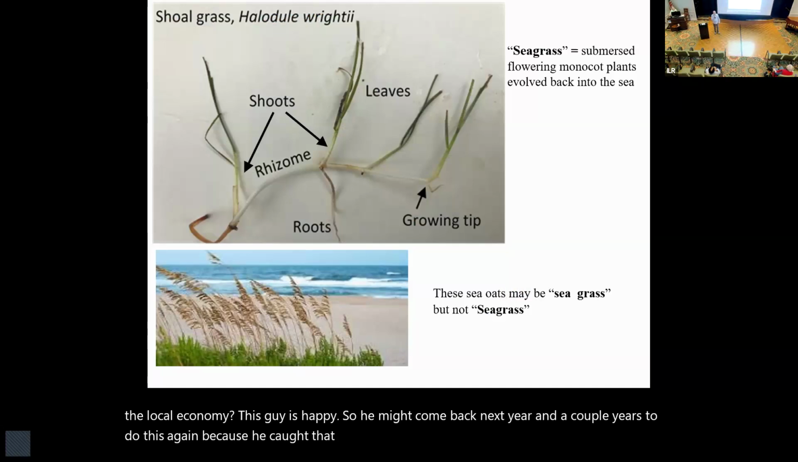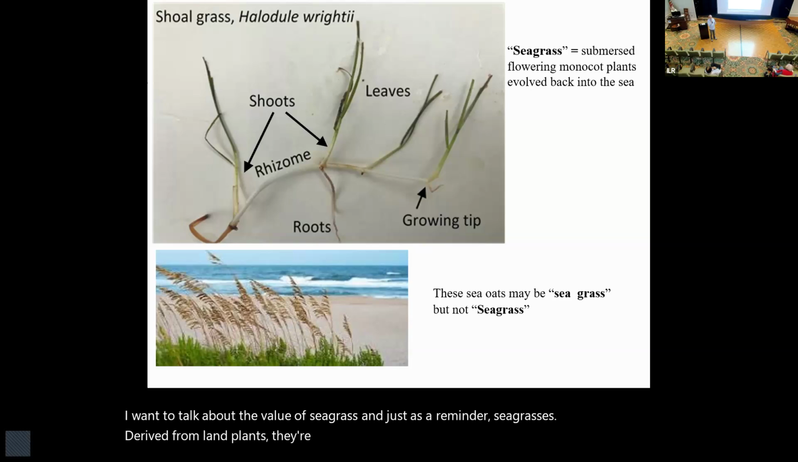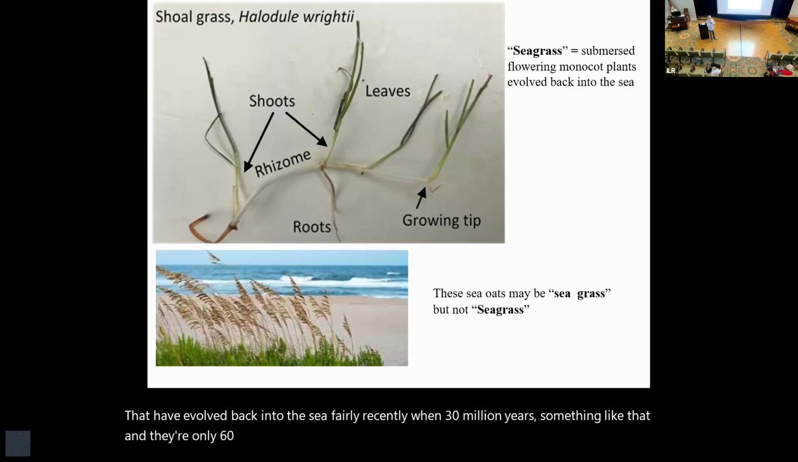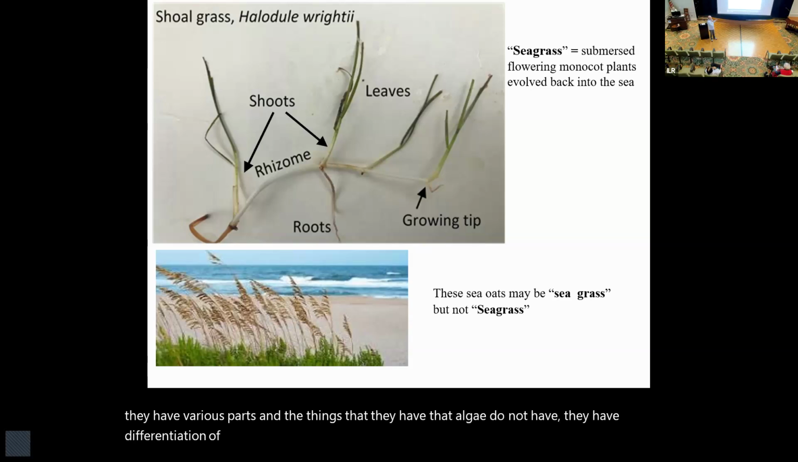I want to talk about the value of seagrass. And just as a reminder, seagrasses are derived from land plants. They're higher flowering plants that have evolved back into the sea fairly recently, 30 million years, something like that. And there are only 60 or 70 species worldwide, depending on whether you're a lumper or a splitter. But they have various parts. And the things that they have that algae do not have, they have differentiation of parts, they have conductive systems.